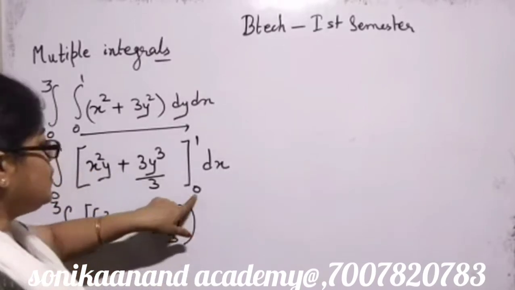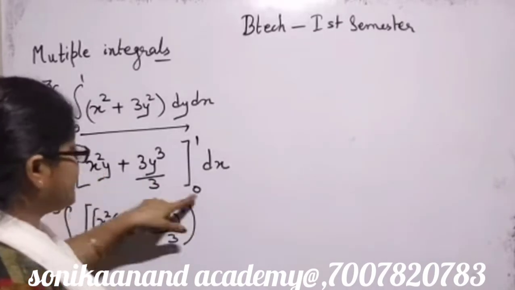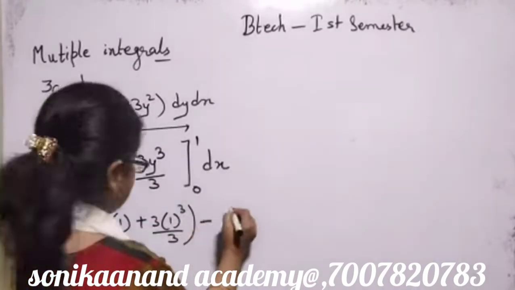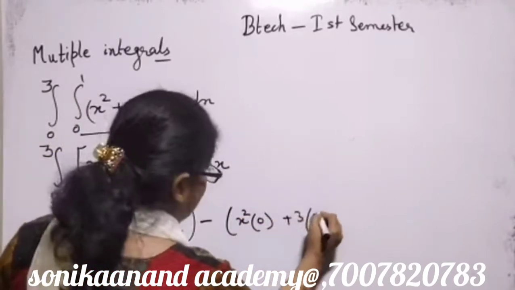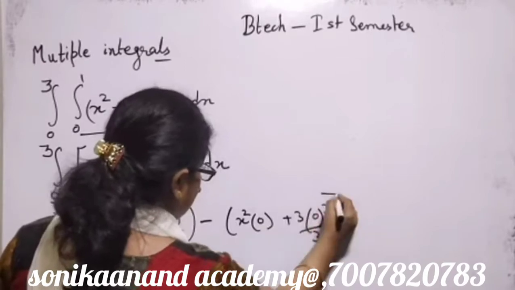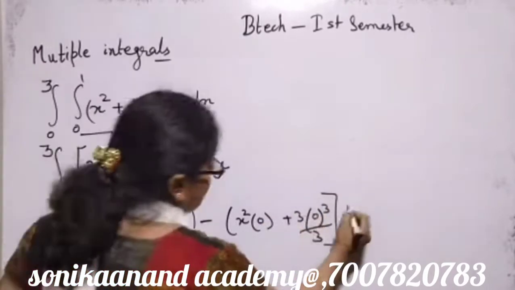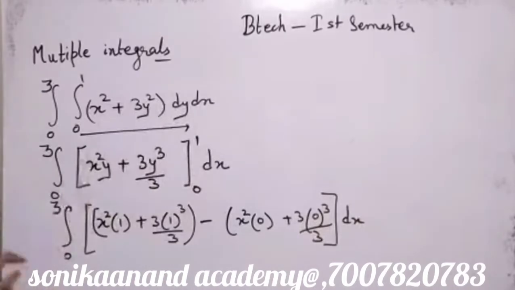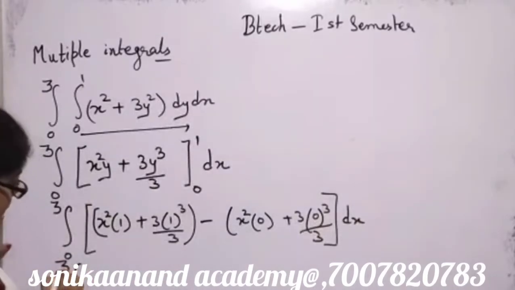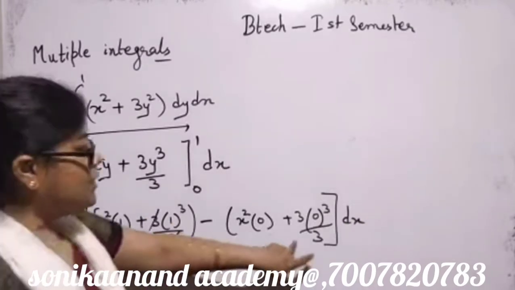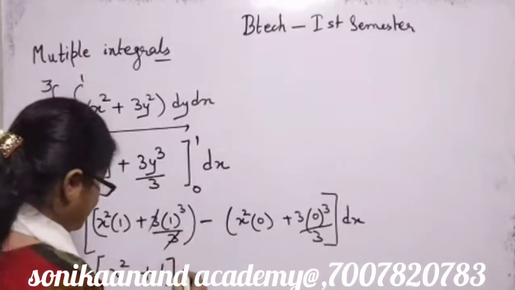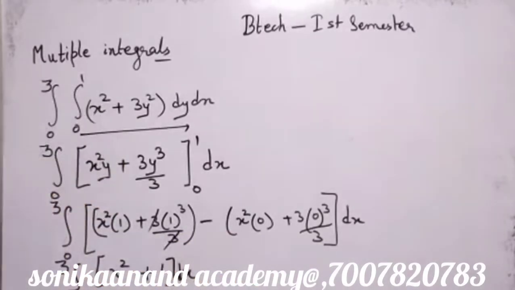Now we substitute the value y equal to 0 in the function: minus x squared into 0 plus 3 times 0 cubed over 3. Now close it and put the limit dx. Now when we solve this we get 0 to 3. Here we get x squared, and the two 3s get cancelled, that is 1. And this whole term becomes 0, and ultimately we are left with x squared plus 1 dx.